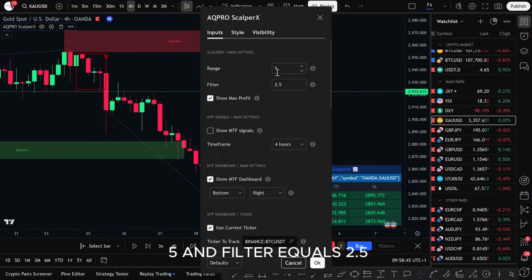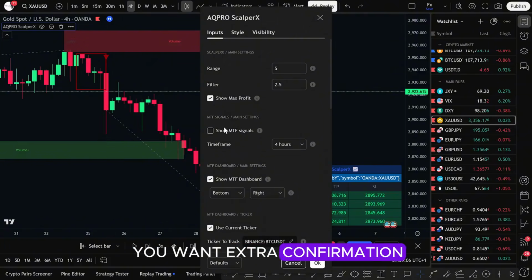Let's go over the AQPRO ScalperX settings. Start with range equals 5 and filter equals 2.5 for quick, clean signals. Turn on max profit to see how far trades go. Skip MTF signals unless you want extra confirmation.